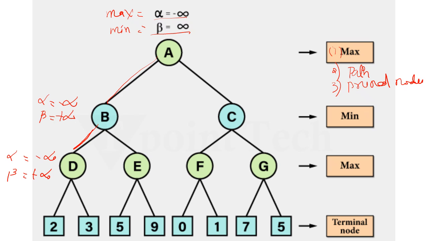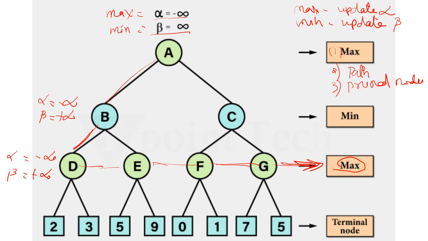Next, we have terminal nodes only, so we can start the process. The leftmost terminal node is 2. Its level is given as maximum, so we have to find the maximum value. Max means we have to update only alpha; we do not touch beta. If it is minimum, we update only beta and do not touch alpha. So here it is maximum, so we update only alpha.